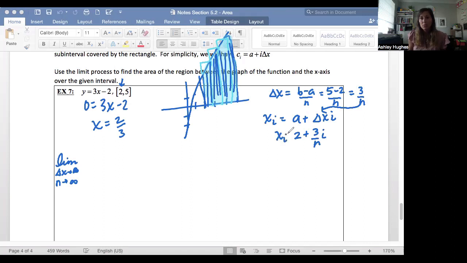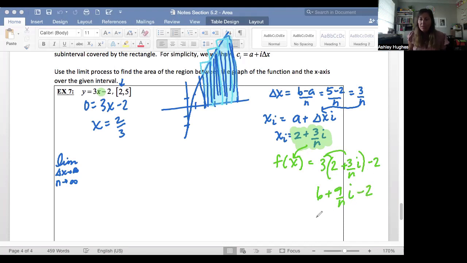So this is what you're plugging into your function, your f of x. So we're going to take this and substitute it into f of x. If I do that, f of x, plug this in for x, I get 3 times 2 plus 3 over n, i, minus 2. So that would be 6 plus 9 over n, i, and then minus 2. So we have 6 minus 2, that is 4, plus 9 over n, i. So hopefully that kind of makes sense so far.